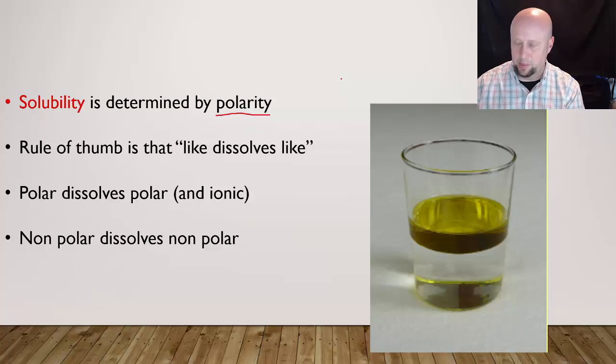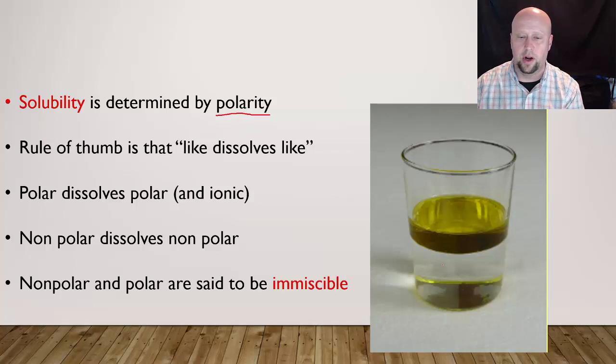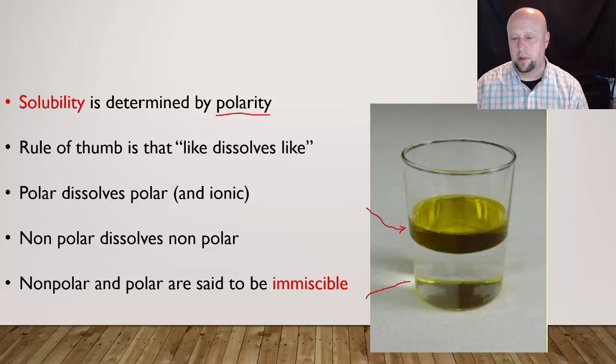A good example of this would be the picture over here on the side, where we've got oil sitting on top of water. Those two things don't mix. They're called immiscible because this top layer here is oil and it is non-polar, and the bottom layer down here is water, which is polar. And so those two things don't dissolve very well into each other.